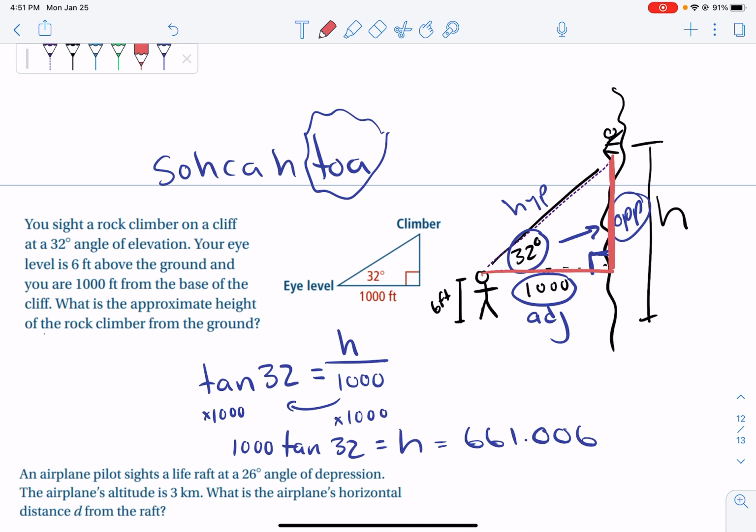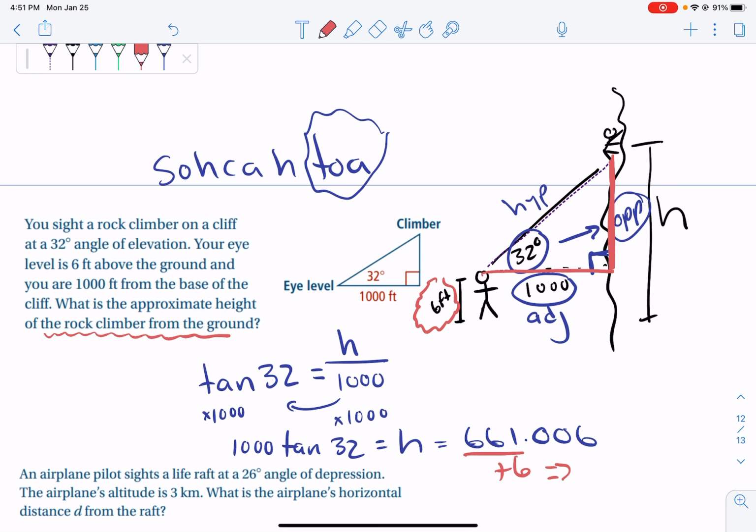But the question says how high is the rock climber off the ground, which is one of my favorite things about this question, because the rock climber is 661.006 feet off the ground, but he's also an additional 6 feet up because of my eye level, right? When I made my triangle, it's based on my eye level, not based on the triangle starting from the ground. So I have to add 6.